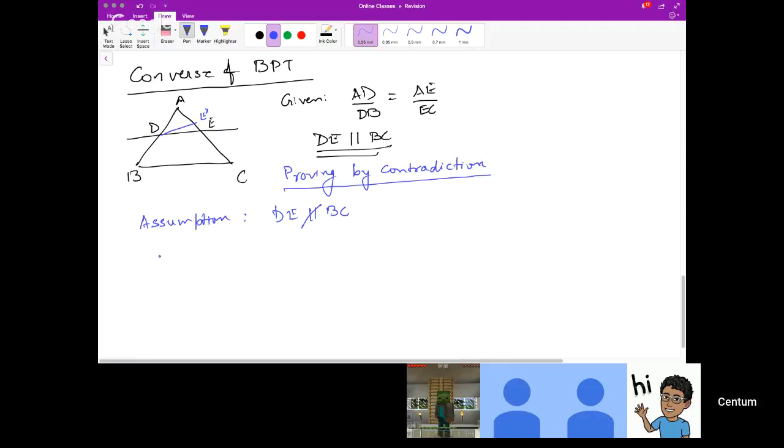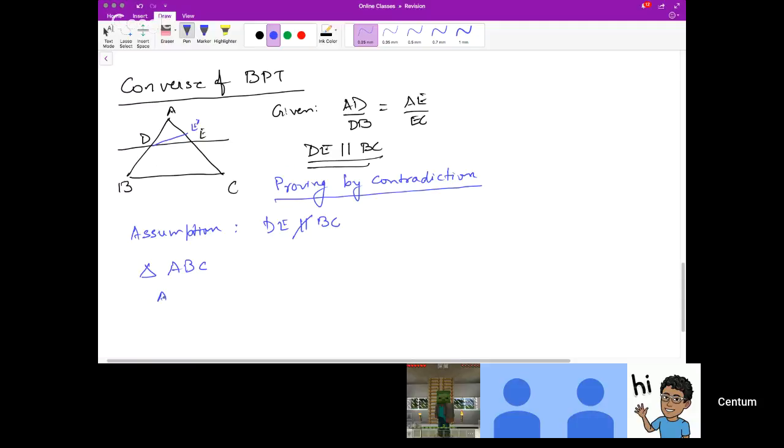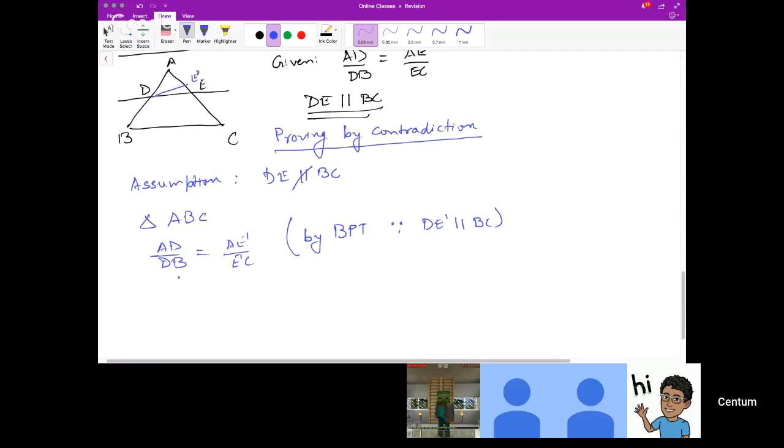Now by BPT, in triangle ABC, we are saying that AD upon DB is equal to AE' upon E'C. Why? Because by BPT, since we assumed that DE' is parallel to BC, this should hold. But what was given? Given was that AD by DB is equal to AE by EC. That means from these two, AE by EC is equal to AE' by E'C.